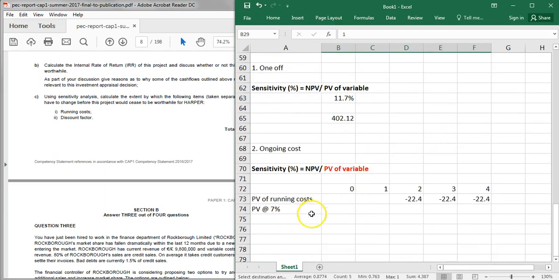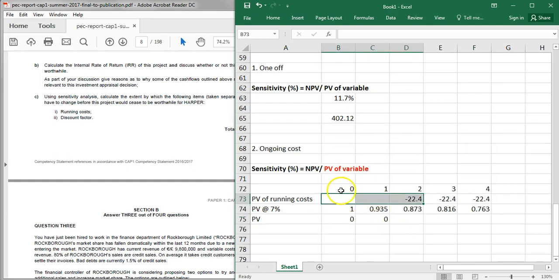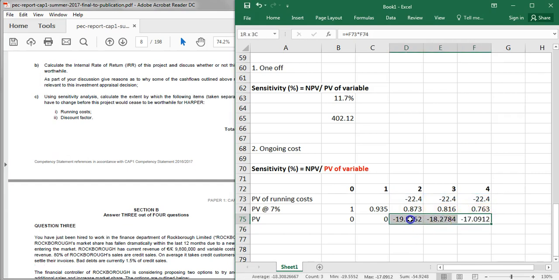So this was tricky if you didn't know what you were doing. And we get the present value. This is obviously 0 and 0 because you have no cash flows. But for these then, it's 22.4 times 0.873, 22.4 times 0.816, and times 0.763.